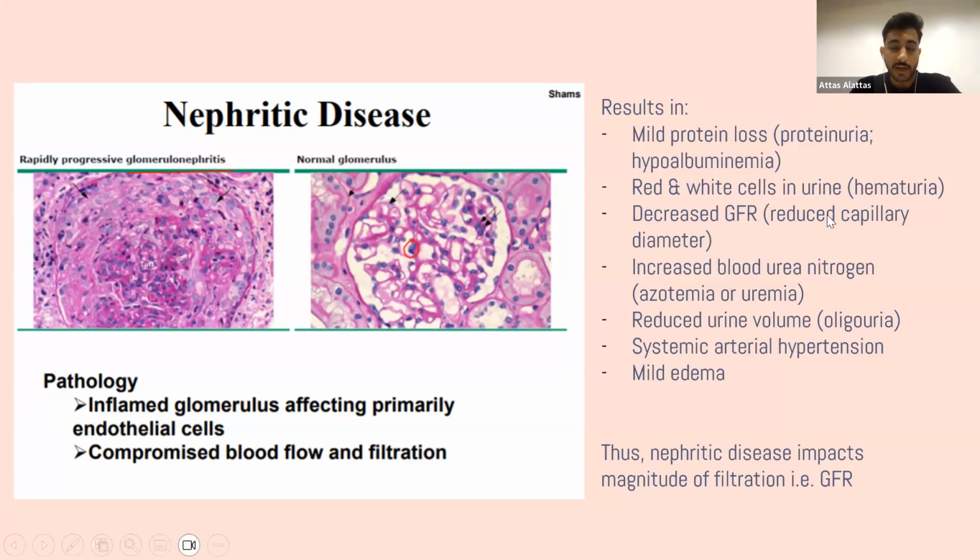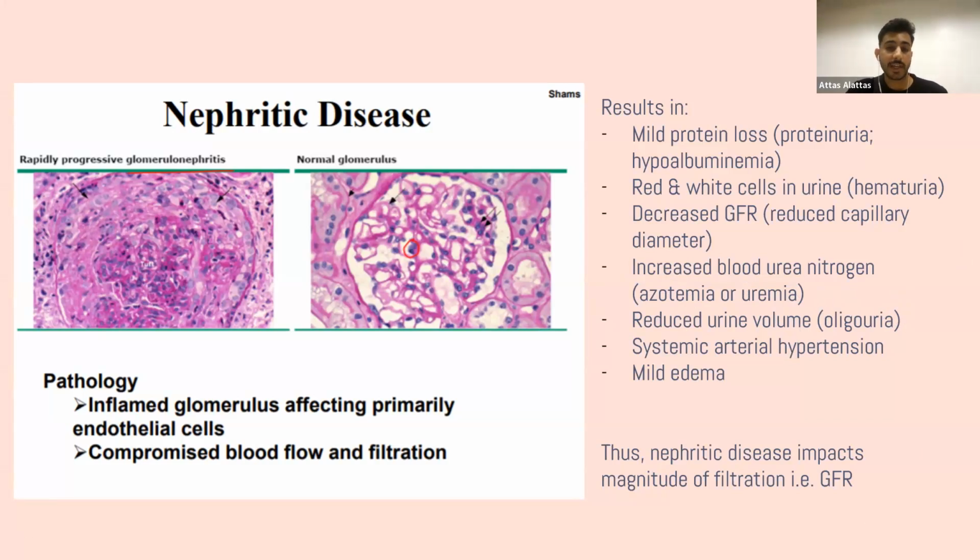And because the GFR is reduced, you're not filtering a lot of substances, so there will be a buildup of the waste materials like the blood urea nitrogen in the blood. So this is referred to as azotemia. And because of the decreased GFR, you're also not producing too much urine. So there will be reduced urine volume, or another name for reduced urine volume is oliguria.